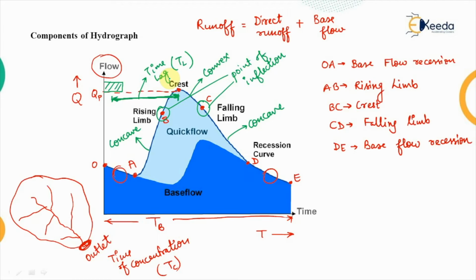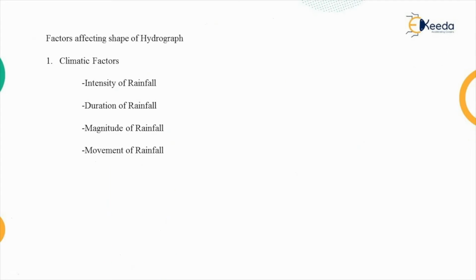Now this completes all the components of the hydrograph. Now there are different factors which affect the shape of the hydrograph, and broadly we classify these factors in two categories, that is the climatic factors and the geographical factors. One by one we are going to discuss the implication of these factors on the shape of the hydrograph. So the first one is the climatic factors which affect the shape of the hydrograph.